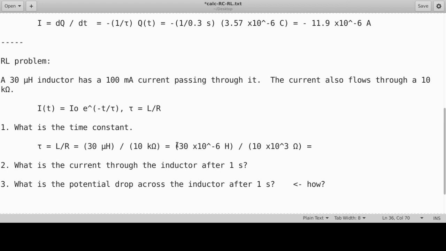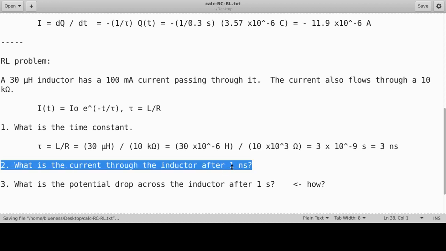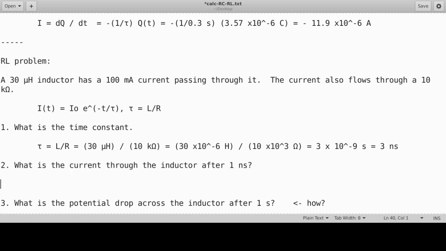If we work this out, 30 divided by 10 is 3, and 10 to the -6 divided by 10 to the 3 is 10 to the -9 seconds. Very different number than above. Above we had only 0.3 seconds, but here we have 10 to the -9 seconds. You might see that on a test as, what's 10 to the -9? Nanoseconds. I better change what I said: after 1 second, no. We're going to do what is the current through the inductor after 1 nanosecond.